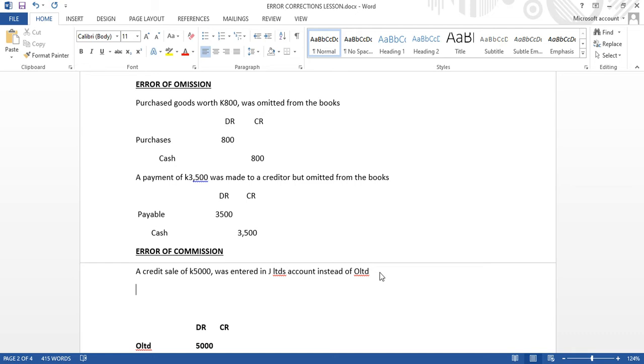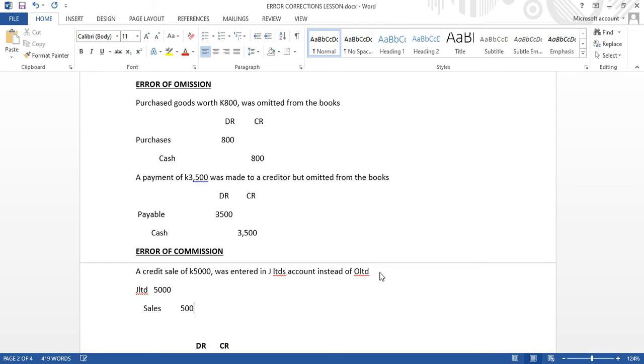So what happened here is we made the credit sale and put it on J Limited. When you make a credit sale, you're acquiring a new receivable, like acquiring a new asset, and an increase in an asset, you debit. And since you've made a sale, remember, revenue increases capital, so sales will be credited. So here we've put J Limited 5,000 debit and sales 5,000 credit.